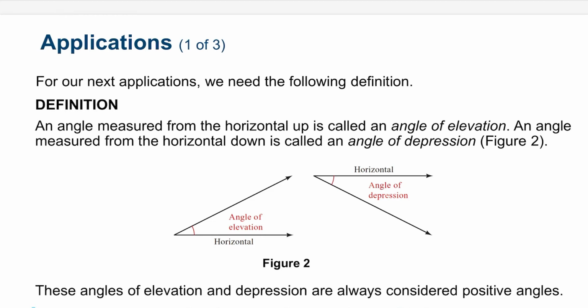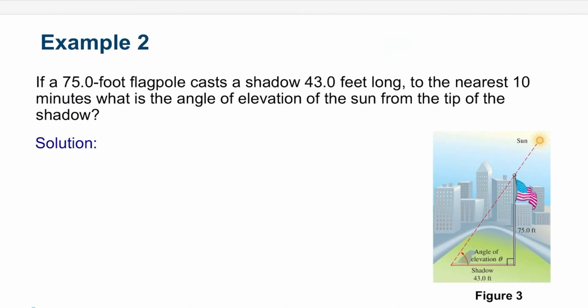This is a definition. The definition of the angle of elevation would be this acute angle, and the angle of depression will be when the angle goes down as opposed to up. All right. So here we have an example of a flagpole that is 75 feet tall, and the shadow is 43 feet long, and so they want us to find the angle of elevation.